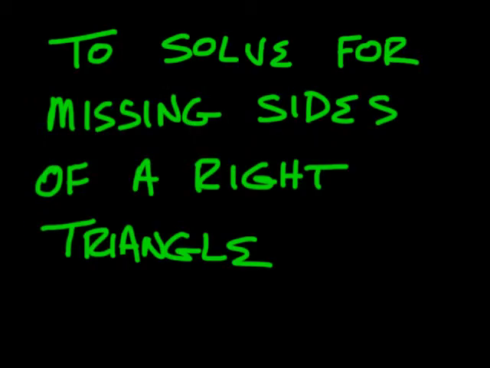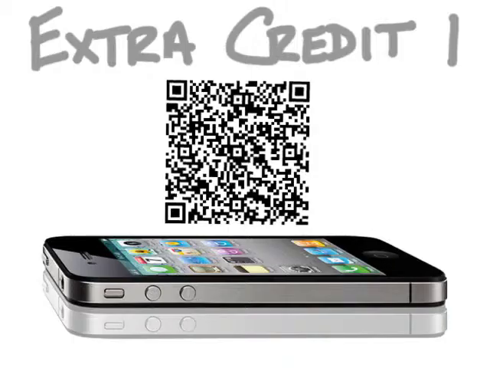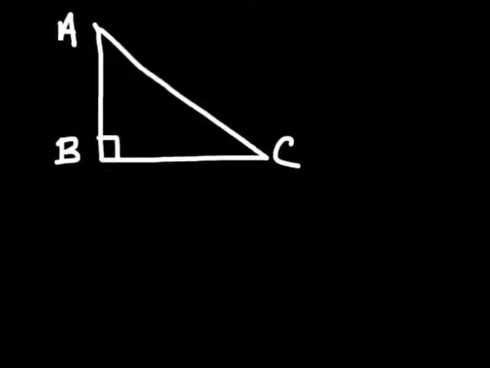Objectives for today: to solve for missing sides of a right triangle, same as yesterday. And here's extra credit number 1, if you want to zap it. Example number 1. Here's the triangle, and here is the information we're going to fill in for it. You know an angle of 24 degrees. You know that this side is missing, and you know that this side is 18.